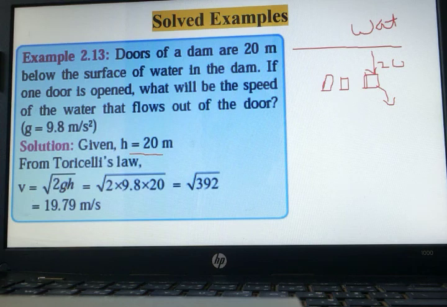G is acceleration due to gravity, that is 9.8, and h is 20. So after multiplying this, we'll be getting root 392, and root 392 you can use the logbook and get the answer. You will be getting 19.79.